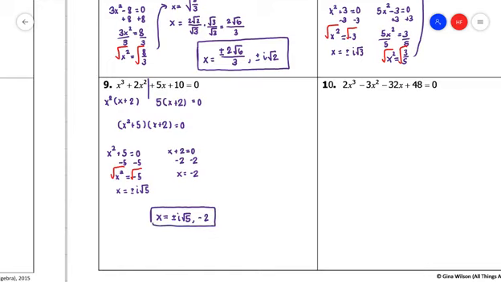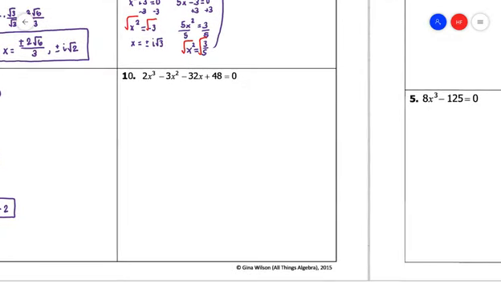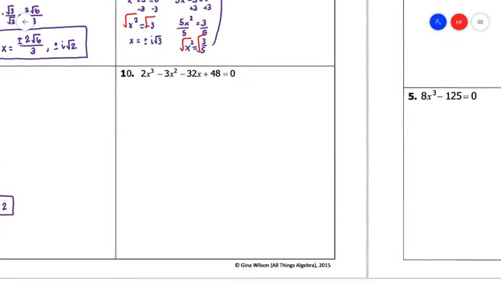So the only times that it's plus or minus is whenever you've taken the square root of something, and otherwise it's just that value. And then the only time when we have to multiply by the denominator over itself is whenever we end up with a square root in the denominator.